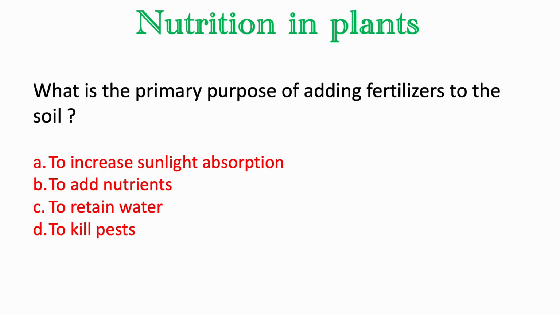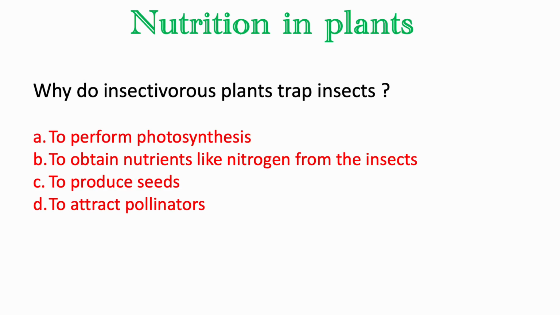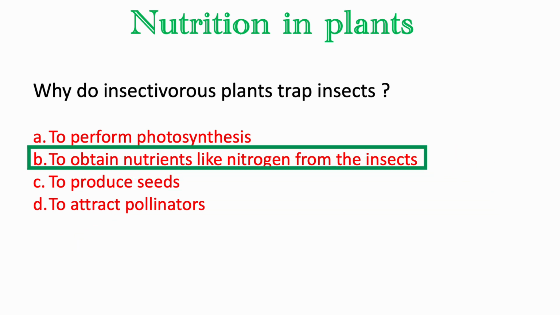Next, what is the primary purpose of adding fertilizers to the soil? Option is to increase sunlight absorption, to add nutrients, to retain water, to kill pests. Correct answer is option B, to add nutrients. Next, why do insectivorous plants trap insects? Option is to perform photosynthesis, to obtain nutrients like nitrogen from the insects, to produce seeds, to attract pollinators. Correct answer is option B, to obtain nutrients like nitrogen from the insects.